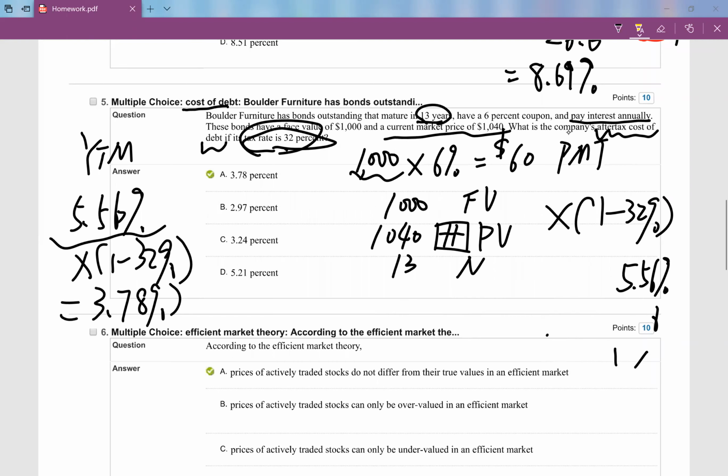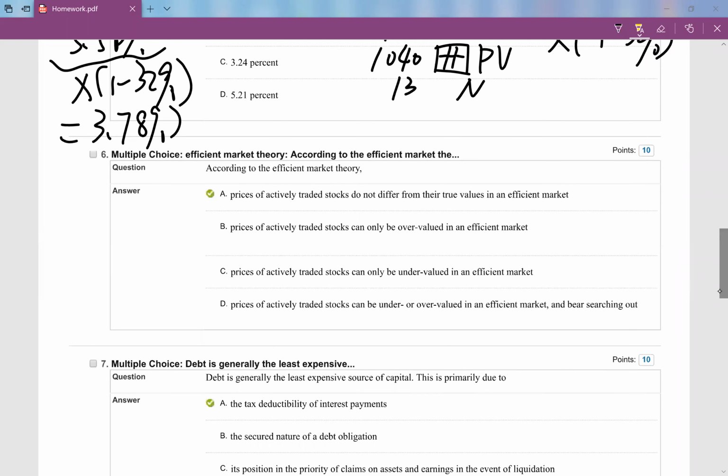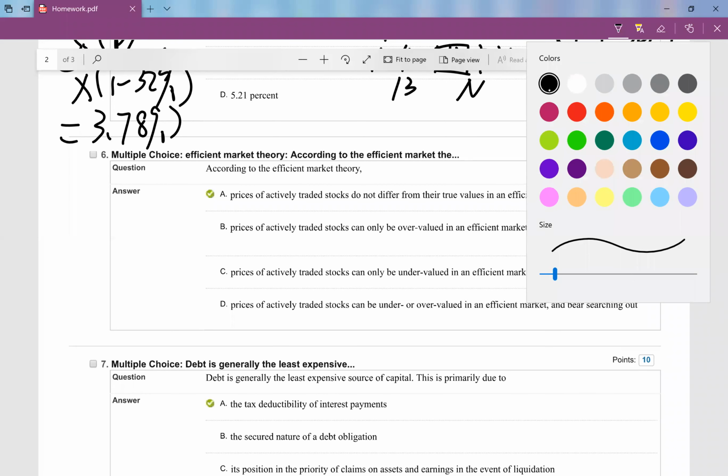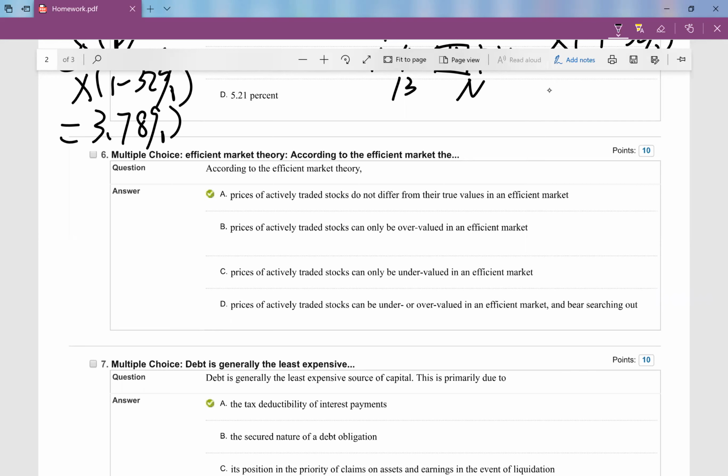Okay, so next one is something maybe we did not mention too much in class. I am happy to share this one with you. It's called efficient market theory. So what's the meaning of the efficient market theory? We're assuming the market is efficient, so everything you know will also be shared with the other investors. No one holds premium information like you.